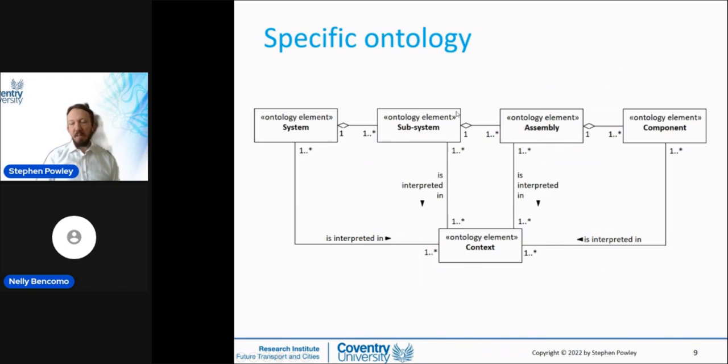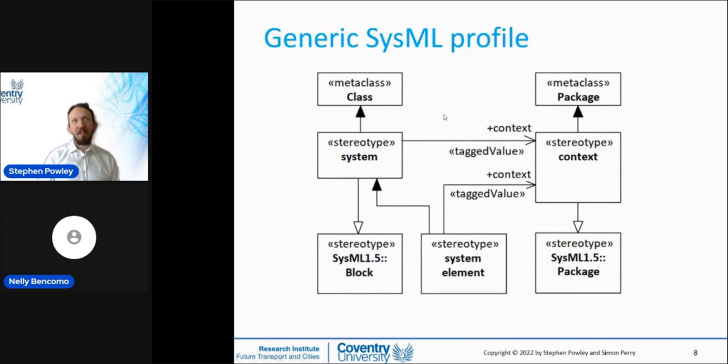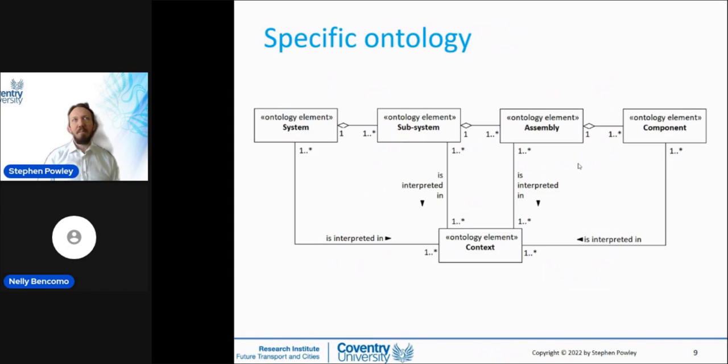And then in this example, we have context as a package. And the trick here, which you can do very easily in UML, is to have these two tagged values that relate the element to the context. This is actually a language independent technique, but we're using UML SysML to illustrate it.